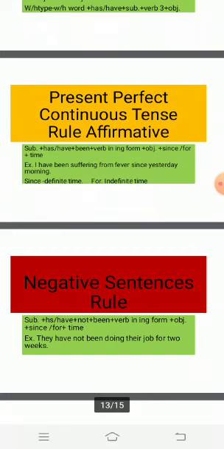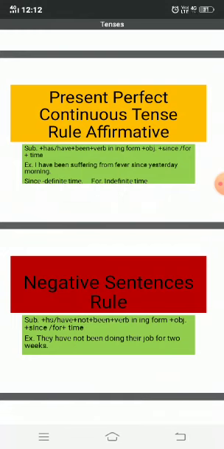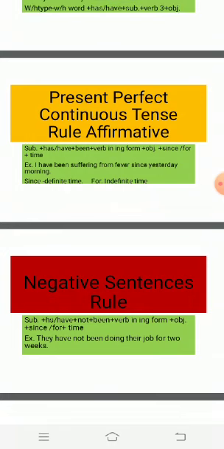Now present perfect continuous tense. Time is given. Okay, the idea of these tenses is रहा है, रही है plus time. So first of all, the rule of affirmative: subject, then has or have, then been, after that verb in ing form, then object, then since or for, and then time. Like, I have been suffering from fever since yesterday morning.